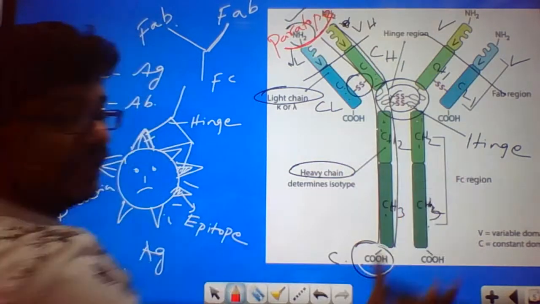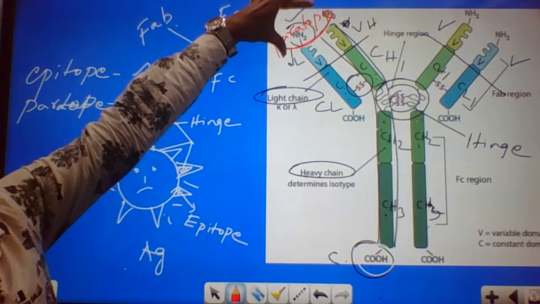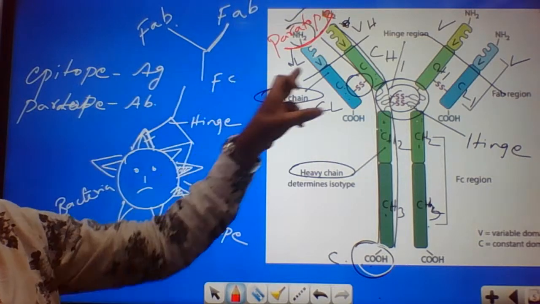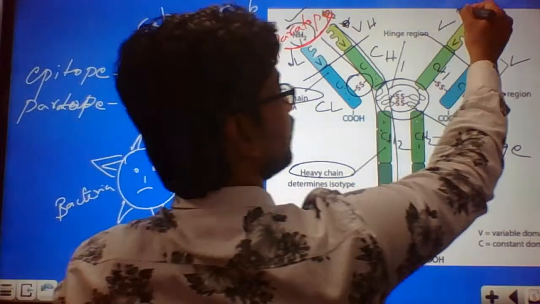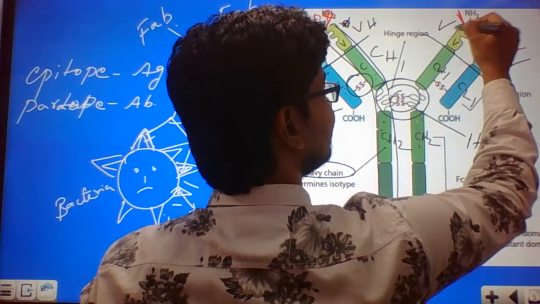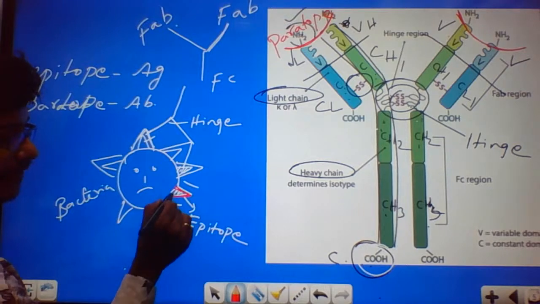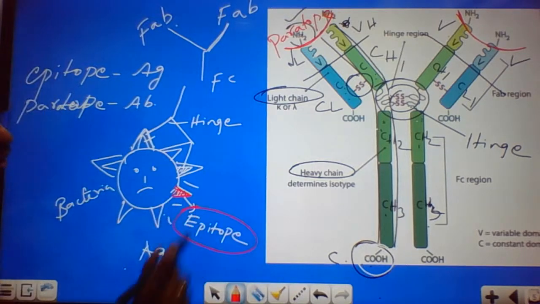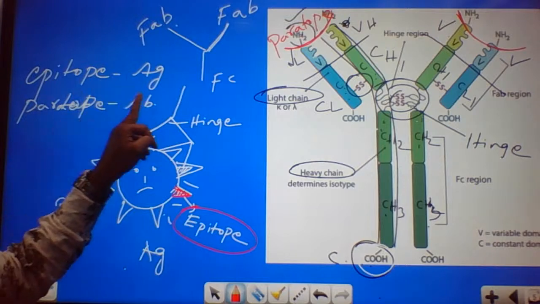The complete antibody is not involved in this process. Only the segment, the variable region of the antibody, attaches to the epitope of the antigen. This we call the paratope. So this is a paratope, and this one here is also a paratope. On the surface of the antigen, we have the epitope. So epitope is for the antigen, paratope is for the antibody.